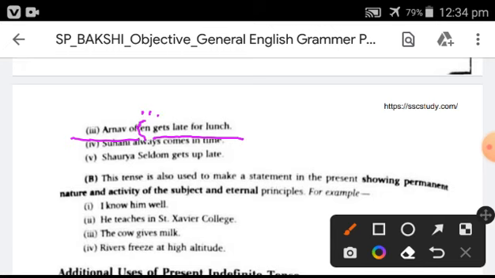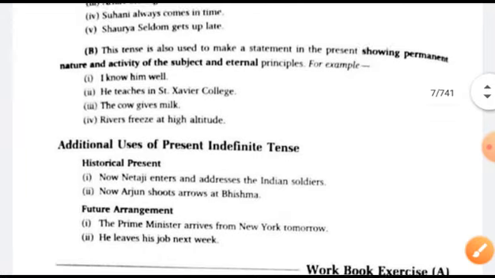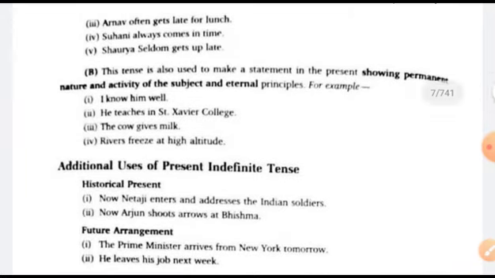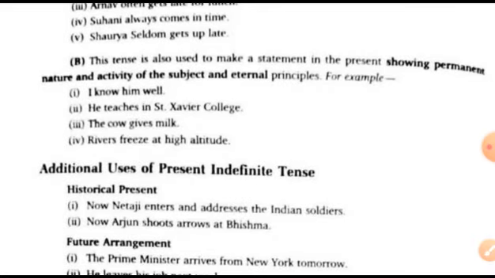Often, always, seldom. These are the frequency adverbs which help us to determine whether a sentence can be written in present indefinite or in another type of tense. Well, and it can also be determined by some other point.